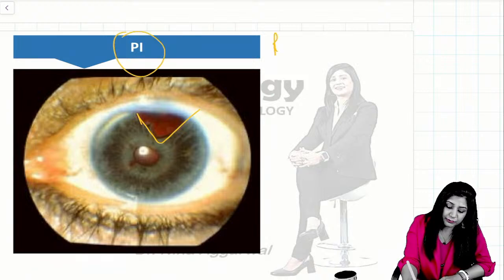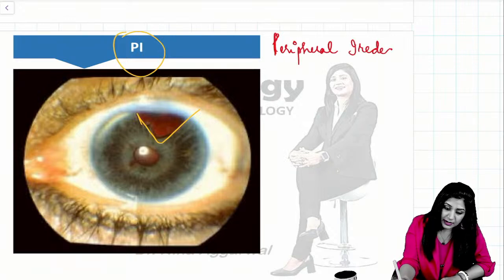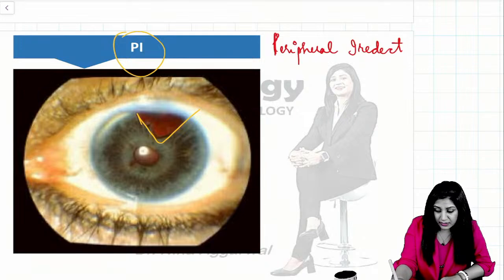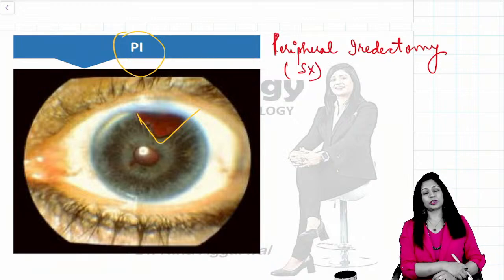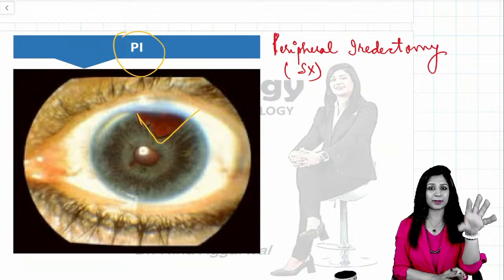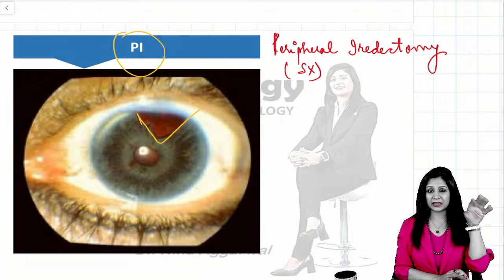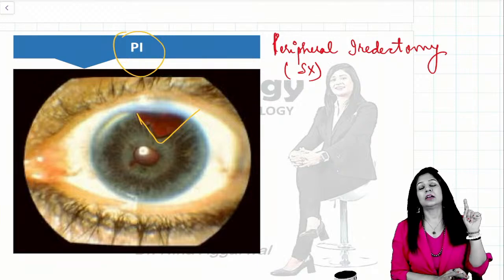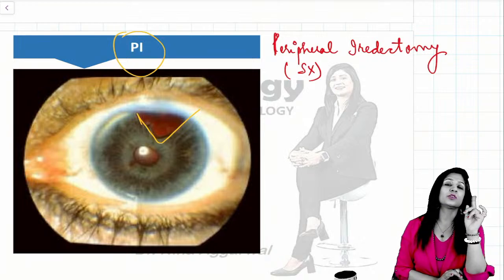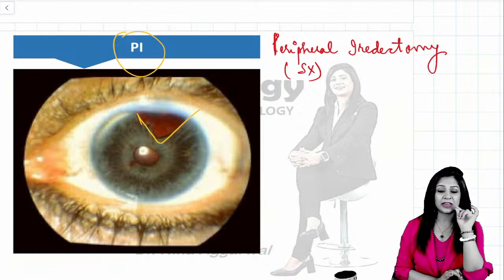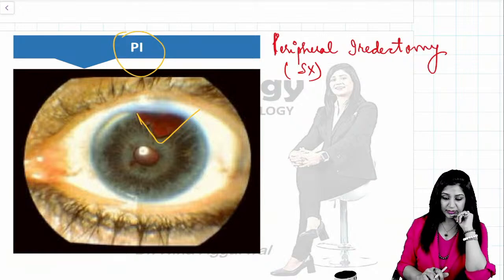While if you are getting a triangular opening, then it is PI, the peripheral iridectomy. This is the surgical opening. So we can use both for the acute congestive glaucoma. I have shown you the picture. I have given you the DD, the clinical features, as well as the two treatments that we can do. Either we can do laser iridotomy or we can do the surgical PI. Any one we can do.